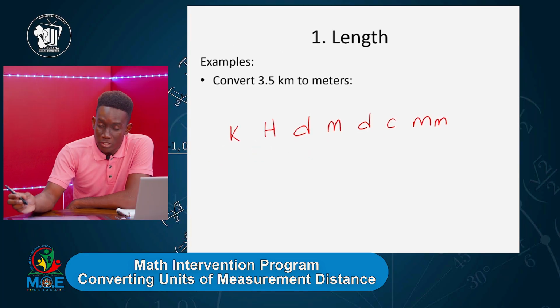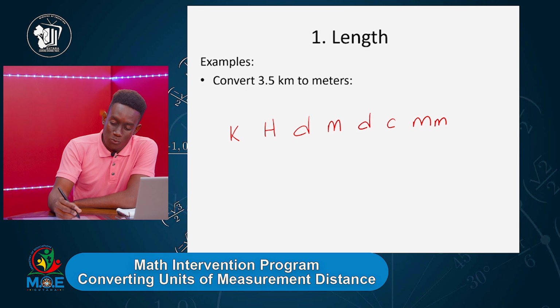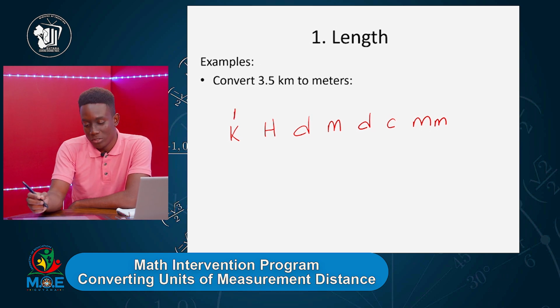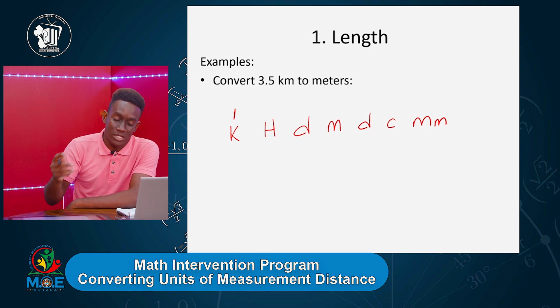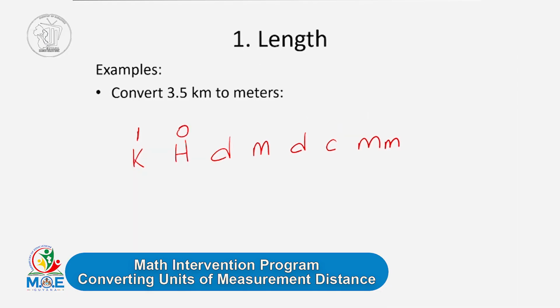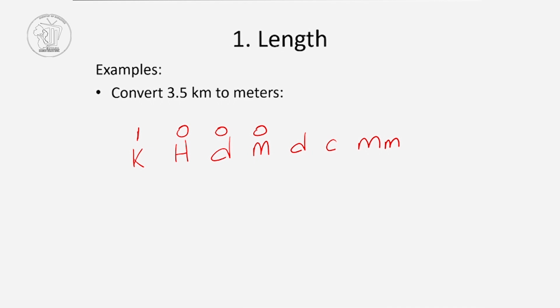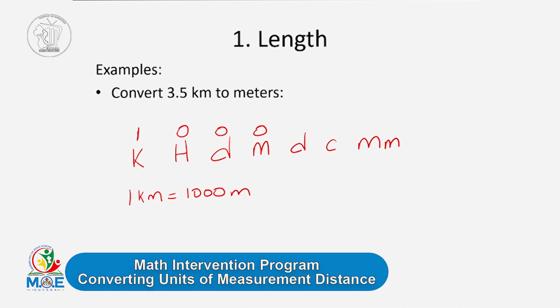So we see we are converting from km, so we put the 1 over the km and we are going to meters. So we put 0 until we reach the thing that we are converting to, which is meters. So you put a 0 here, a 0 here, a 0 here. So this is telling us 1 km is equal to 1000 meters. So we see to convert from km to meters, we have to multiply by this 1000. So this will be 3.5 multiplied by 1000 will give us.